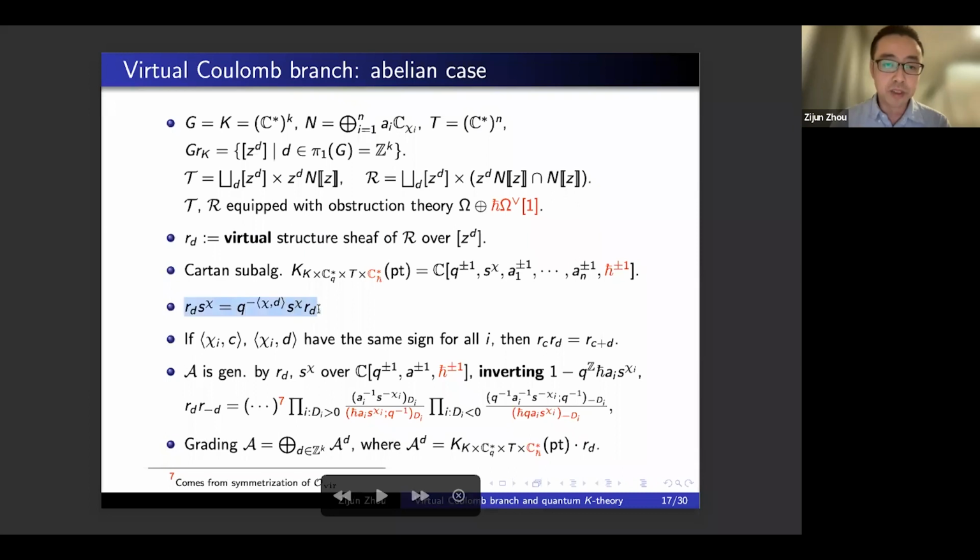And most of the properties are the same. Also, we have this property: if C and D have the same sign for all the characters, then they commute.